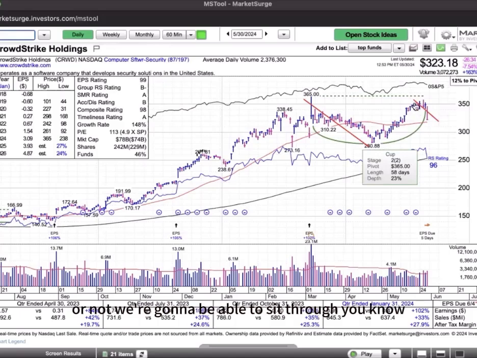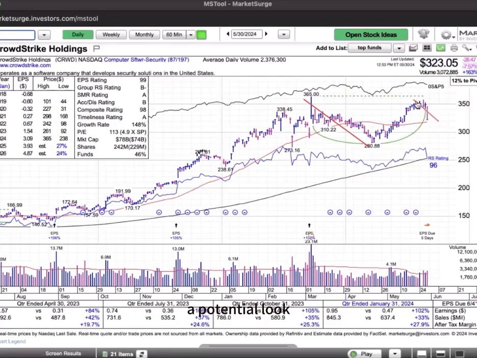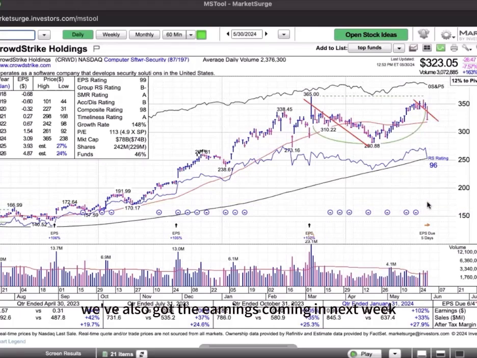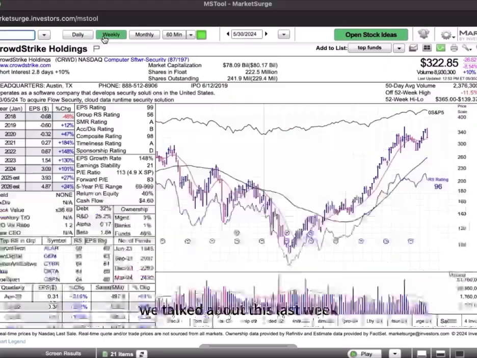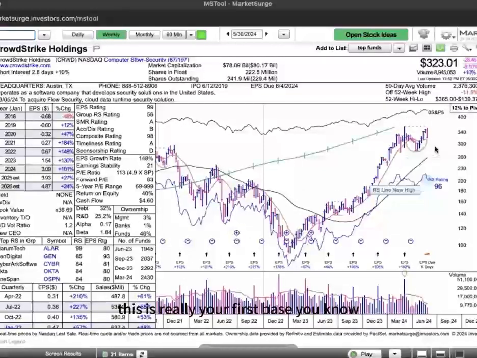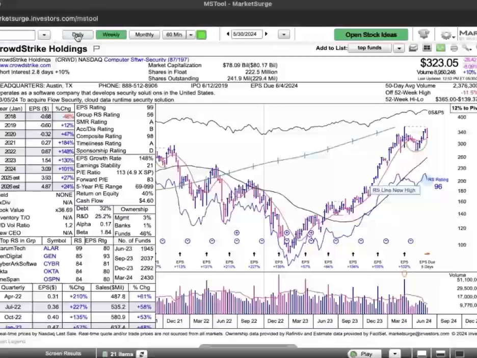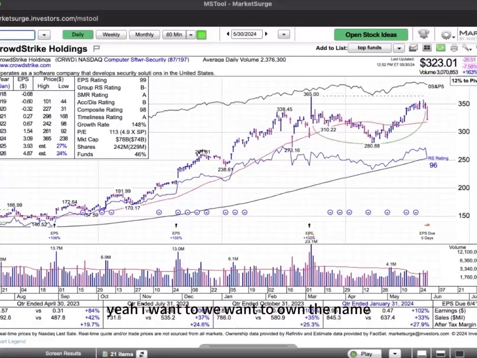So the question is whether or not we're going to be able to sit through a potential pullback. Everything was looking great until today. We also have earnings coming in next week. So most likely, unless we can get some type of a cushion, we'll be stepping aside or de-risking. This is a name though, even if we get knocked out of it, I'm going to look to see if we can get back on board, because we talked about this last week. This is really your first base after forming this new uptrend. So if possible, yeah, we want to own the name.